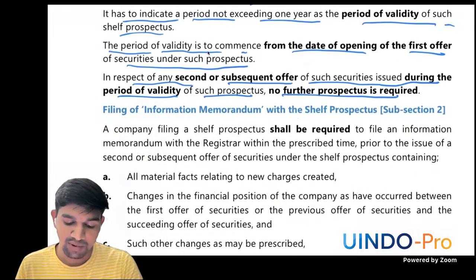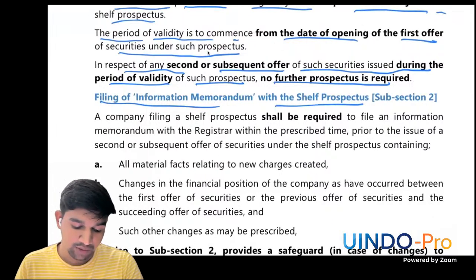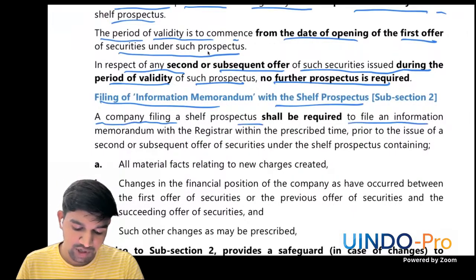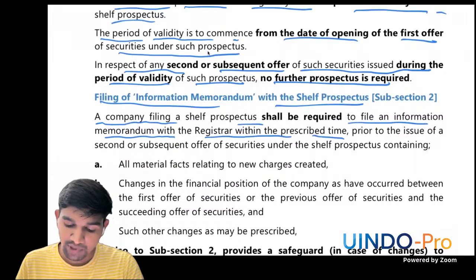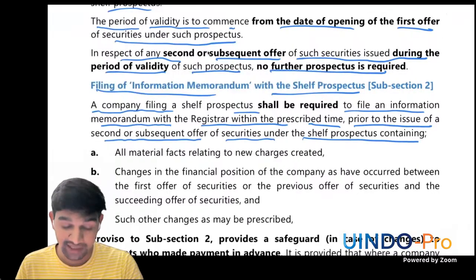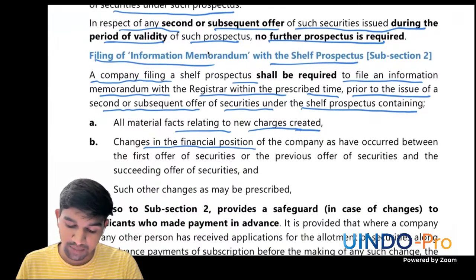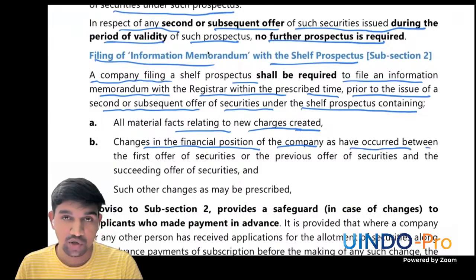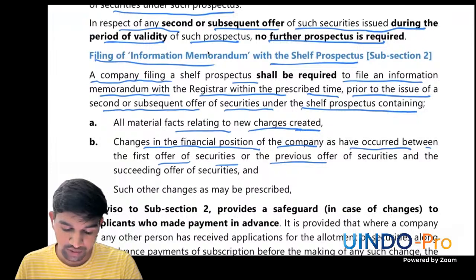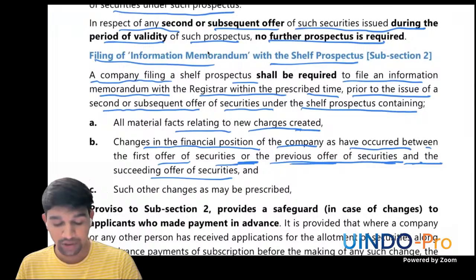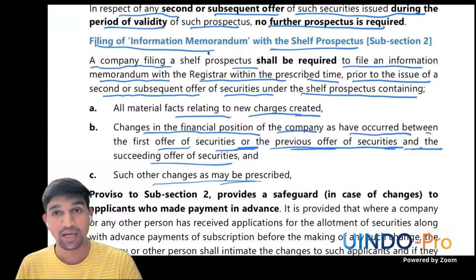The filing of information memorandum with shelf prospectus, subsection 2 of Section 31: a company filing a shelf prospectus shall be required to file an information memorandum with the registrar within the prescribed time prior to the issue of a second or subsequent offer of securities under the shelf prospectus, containing all material facts relating to new charges created, changes in the financial position of the company as have occurred between the first offer of securities and the previous offer of the securities, or the previous offer of the securities and the succeeding offer of securities, and such other changes as may be prescribed.